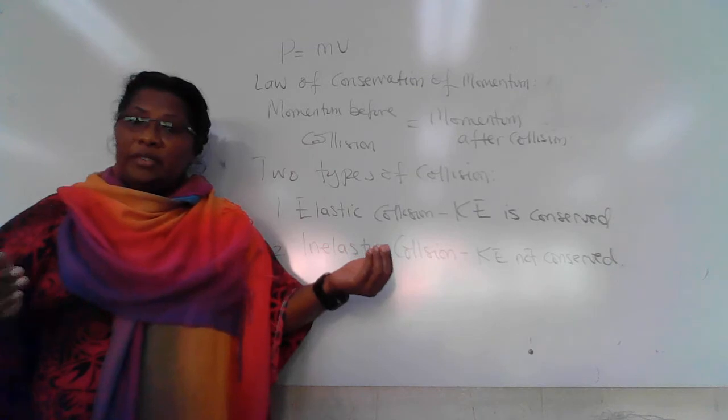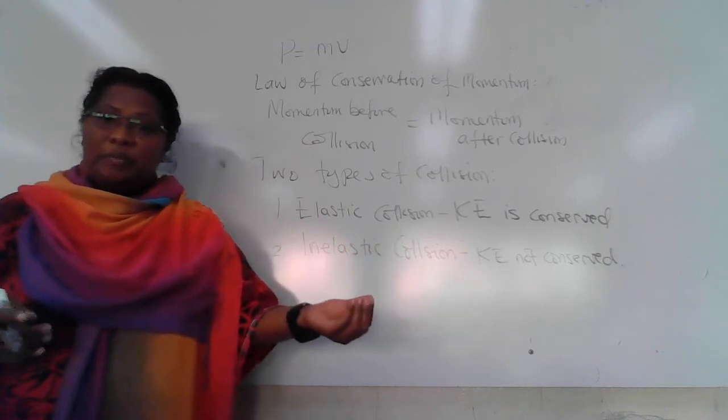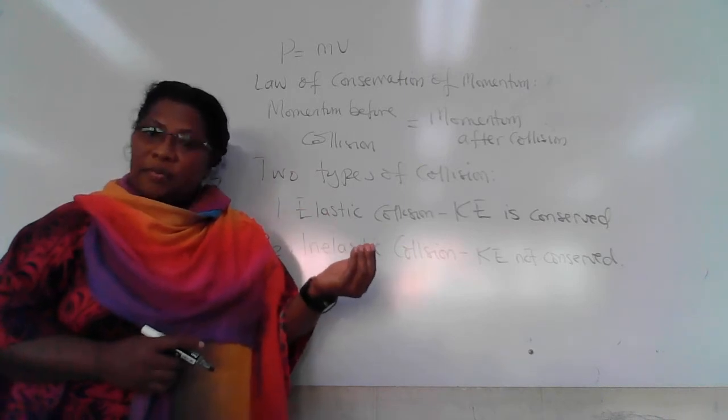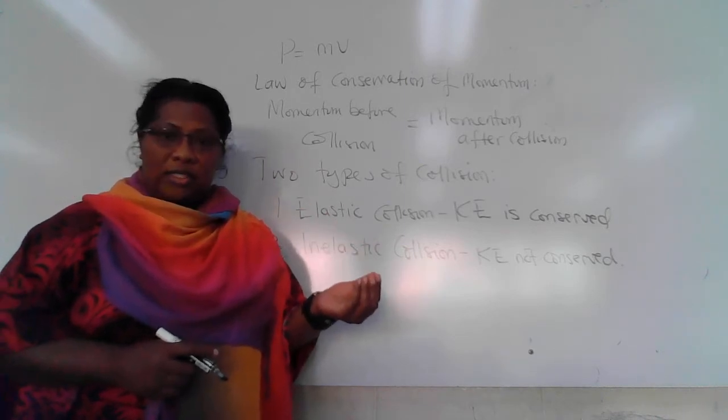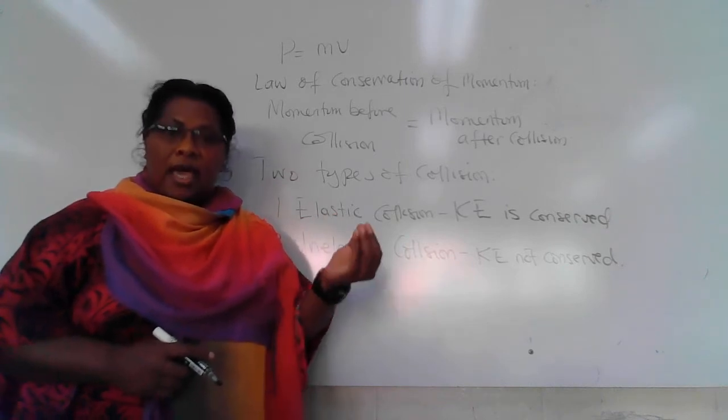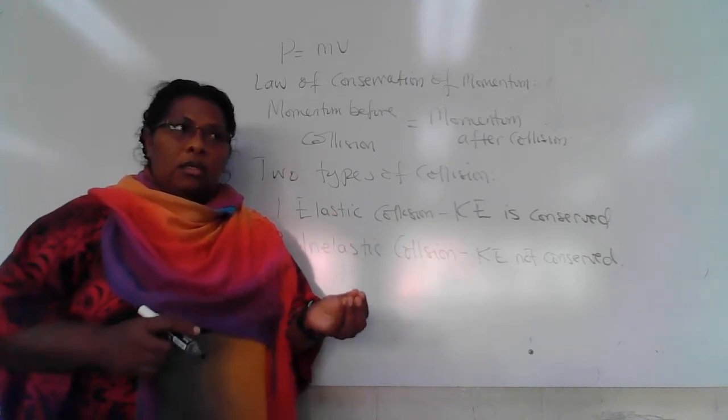Now, we're going to go back to our last study, which is on momentum. And from the last study, we learned that momentum is equal to mass times velocity, meaning that objects that have mass and velocity have momentum.